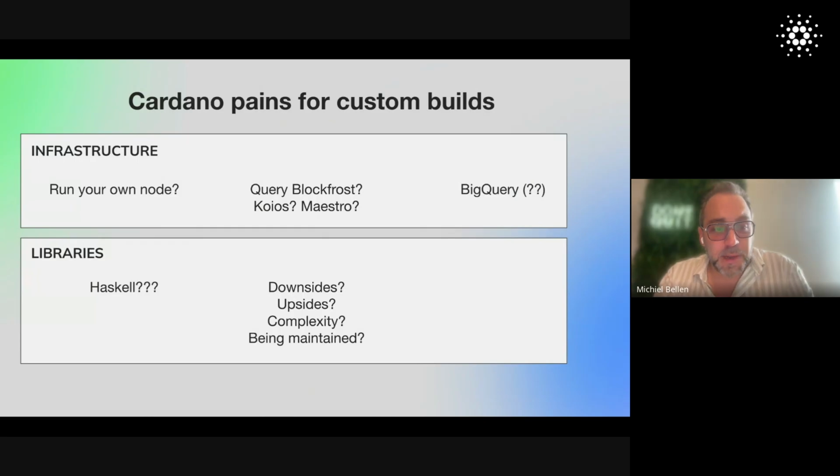Same with libraries. For newcomers, 98% of the people that come to Cardano still think you need Haskell to build on it, which is not true anymore. There's a wide variety of JavaScript, Python, Java, C#, and other tools and libraries available that make building on Cardano easier and more accessible. But there are upsides and downsides to every library. There's complexity. Is it being maintained? All of those questions are pains that enterprises and builders struggle with.